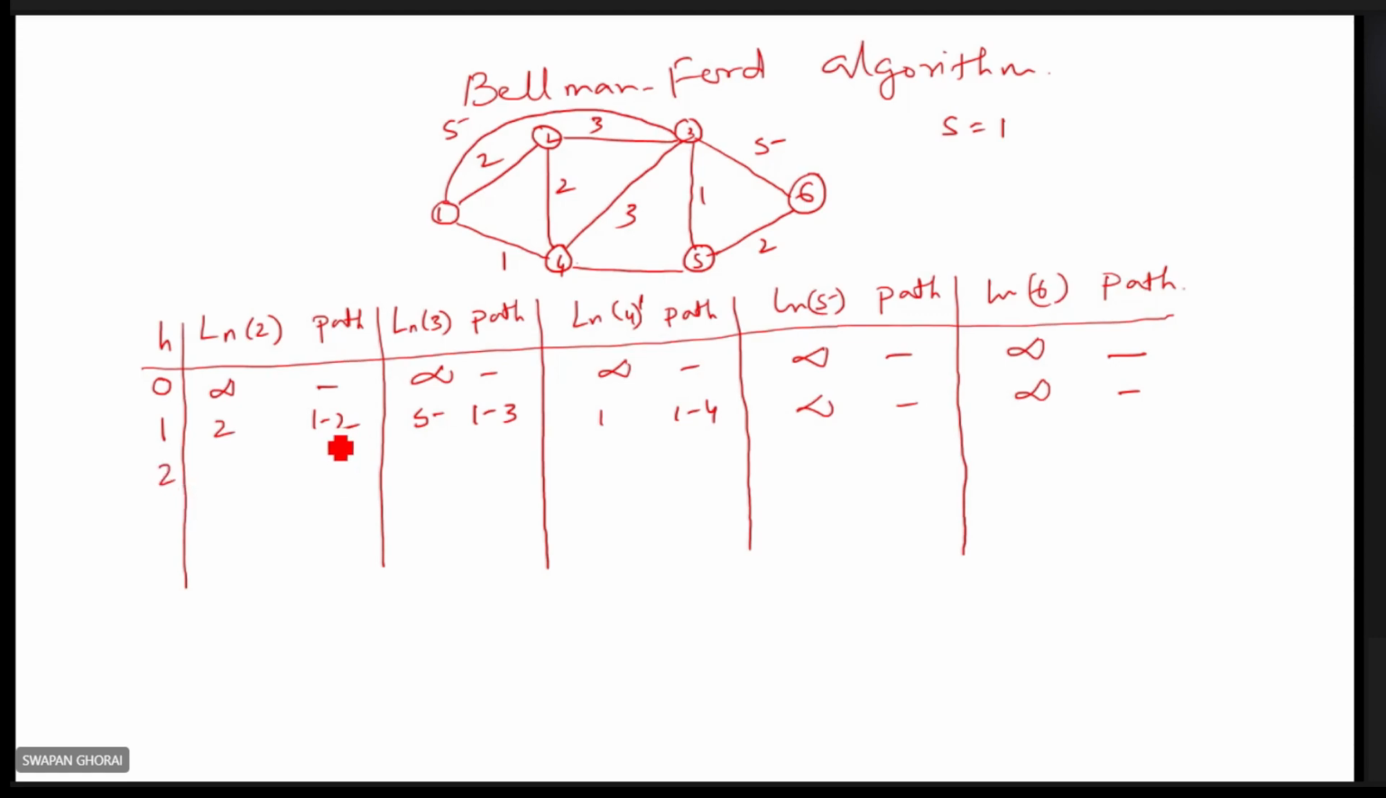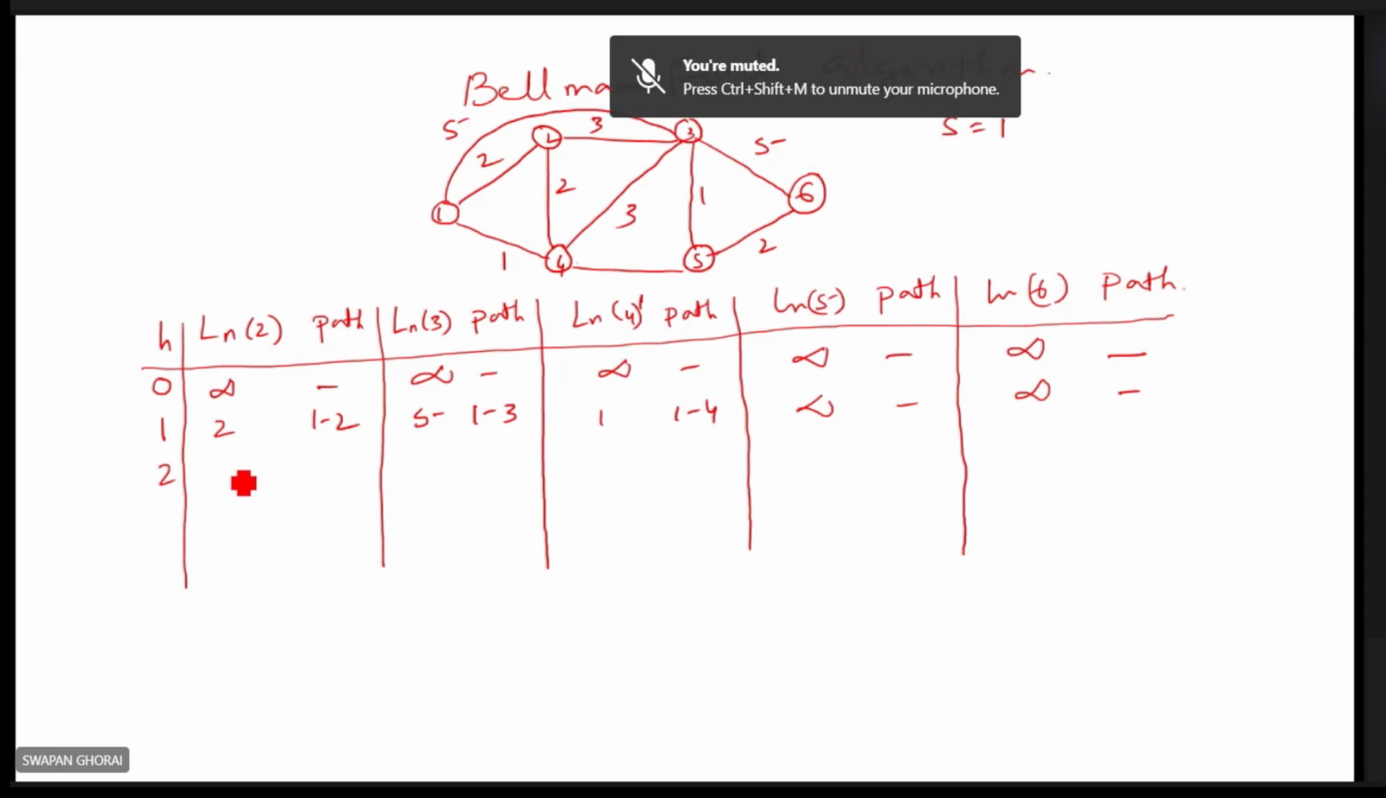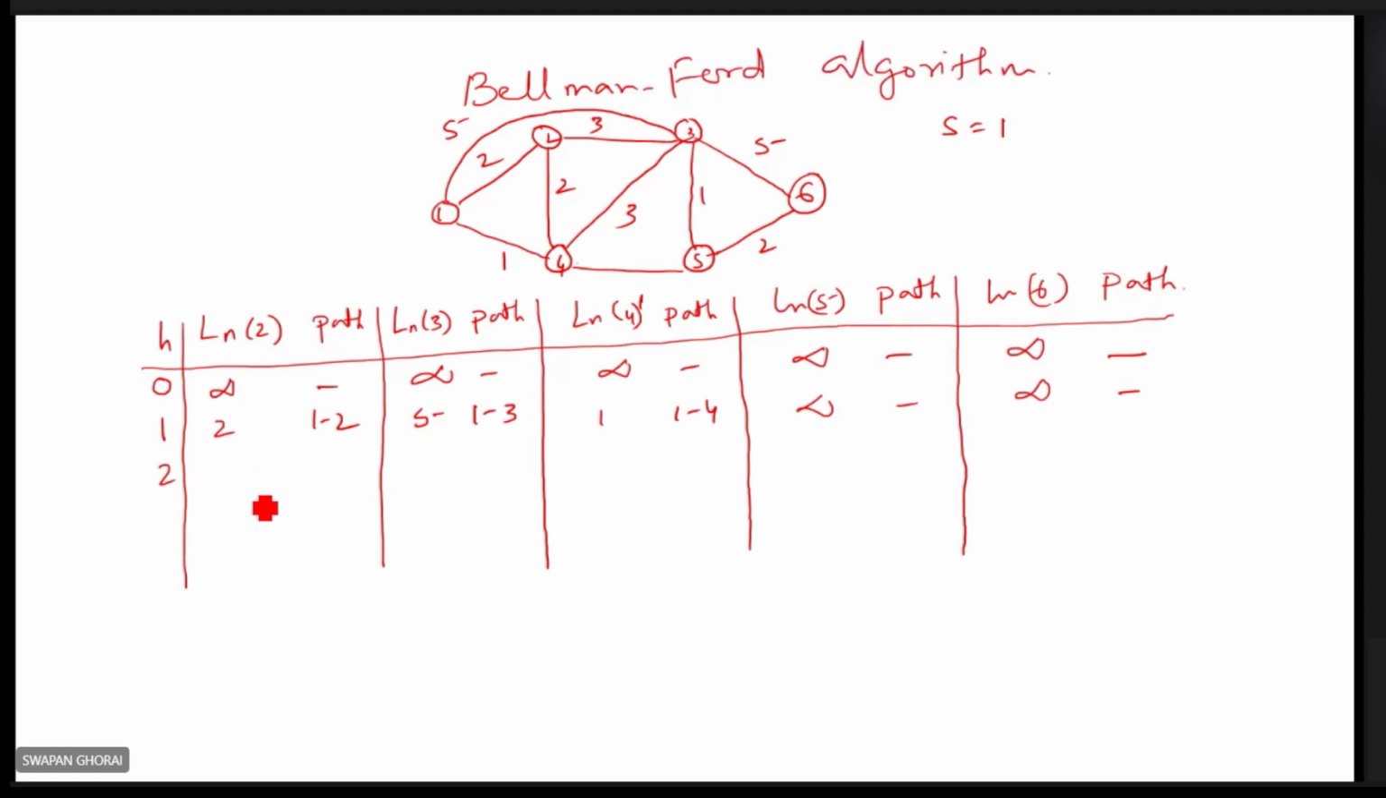If you consider 1 to 2, what should I write here? Now we are considering 2 hops. What should I consider here? What will be the cost of the path and what will be the path? One row you tell me, then the other is the same as this. So for 1 to 2, what will be the path, and what will be the cost? I have considered 2 hops. Anyone, please?